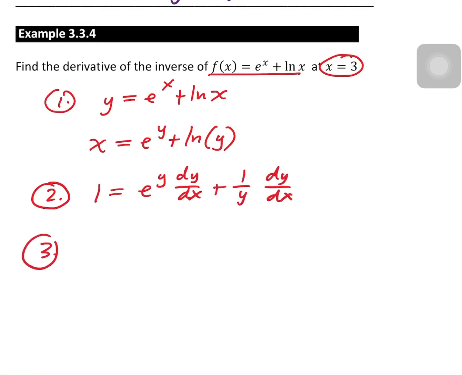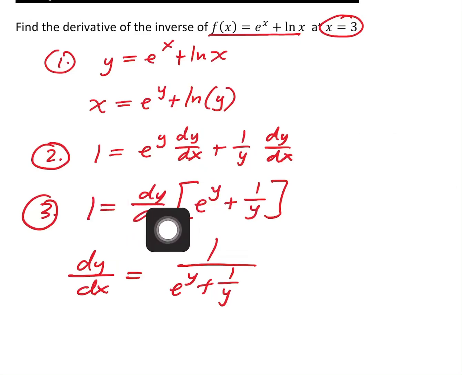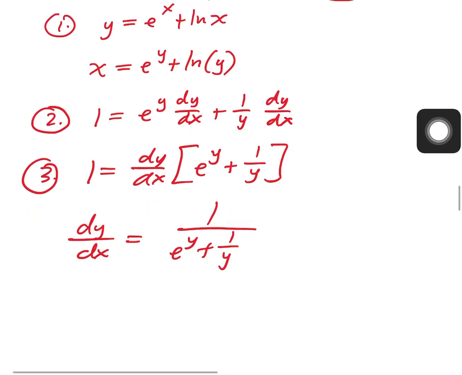Then in step 3, I solve for dy dx, and I'll show all my steps this time. I factor out the dy dx, I get e to the y plus 1 over y. Then I'll divide both sides of the equation by e to the y plus 1 over y. And I, of course, use the symmetric property to switch these two parts around as well to put dy dx on the left.